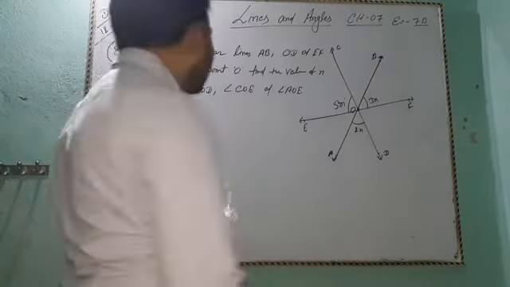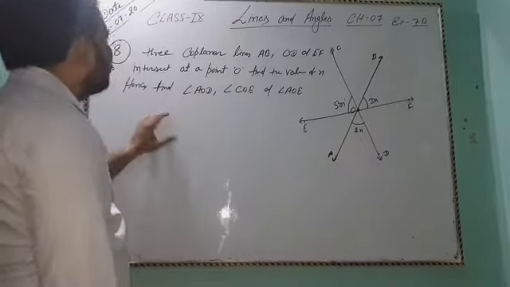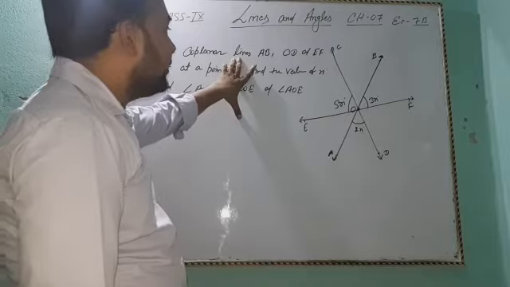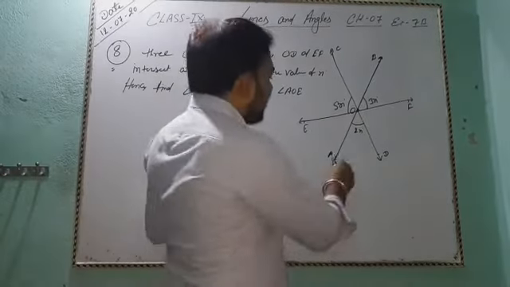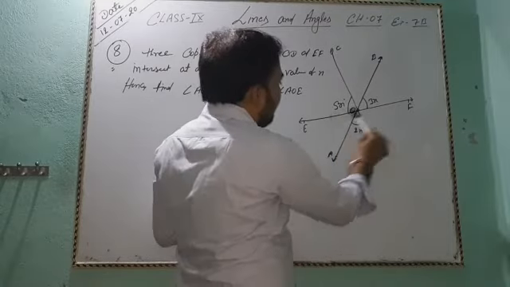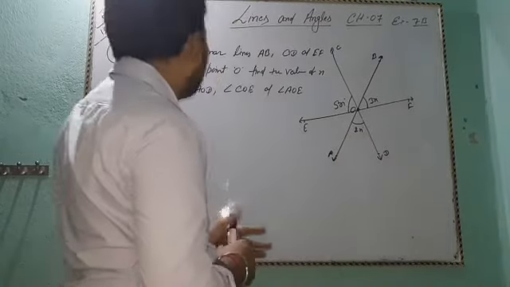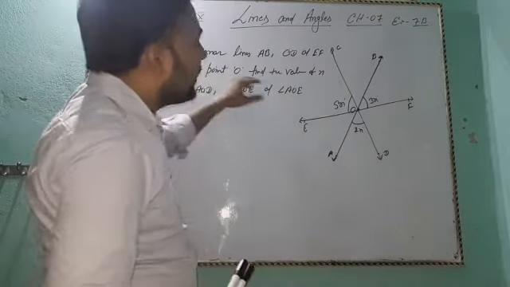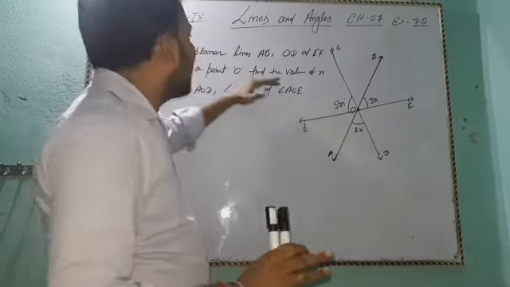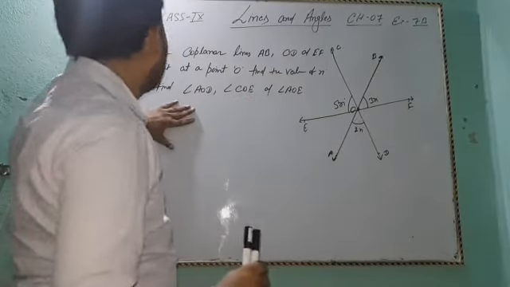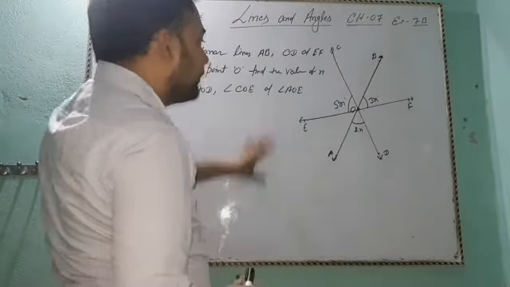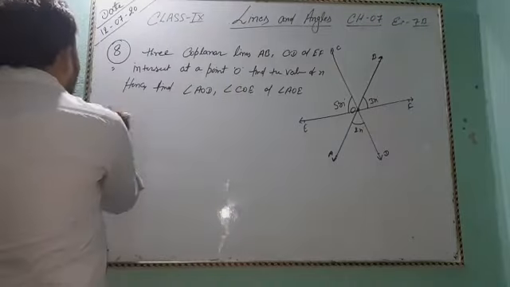Okay. Our next question, number 8. Three coplanar lines AB, CD and EF intersect at the point O. Find the value of x, and find the value of angle AOD, angle COE and angle AOE. That's very simple. Okay, so let's start the solution.